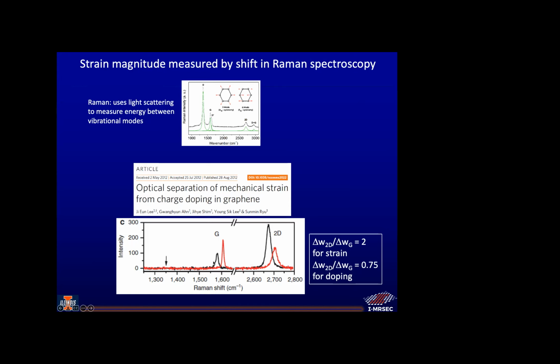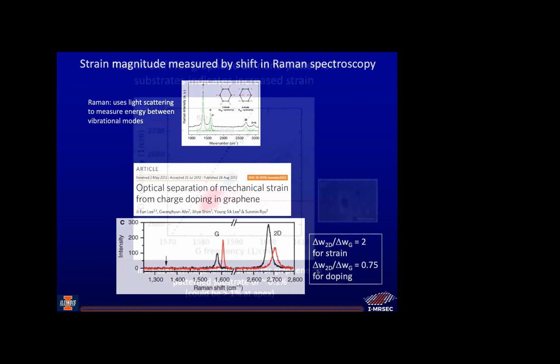But if you shift the Raman peaks by strain, then the ratio of the shift of the 2D to the G is a factor of 2. If you shift the Raman peaks by doping, the ratio of the shift of the 2D to the G is 3/4. So you just have to look at how much each of these peaks shift and then plot their ratio to see whether you're strained or doping or some combination of the two. Okay, so this is exactly what we did.